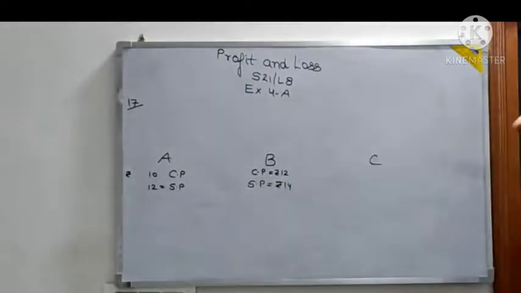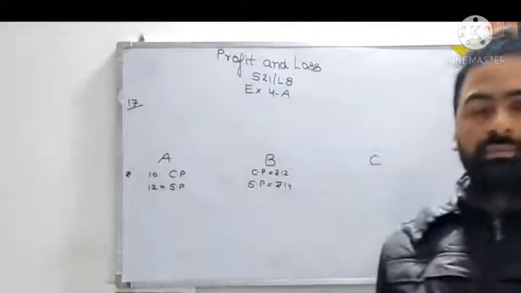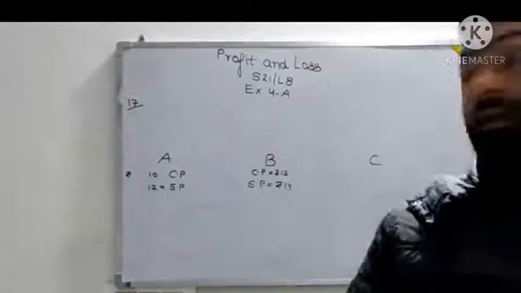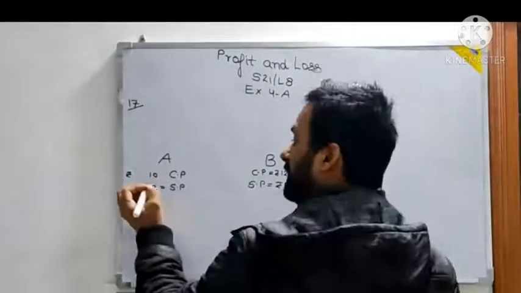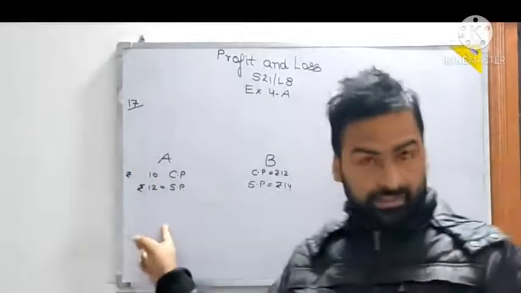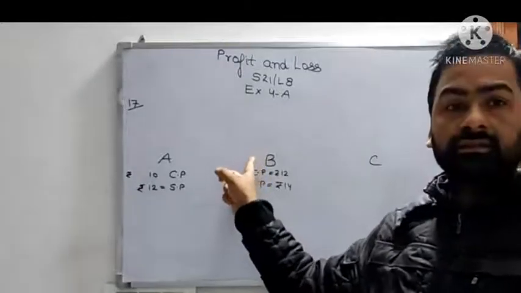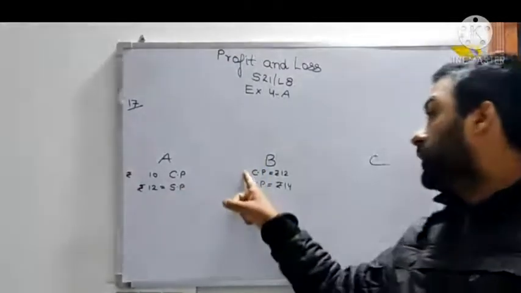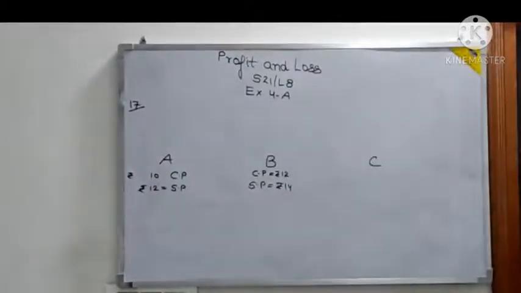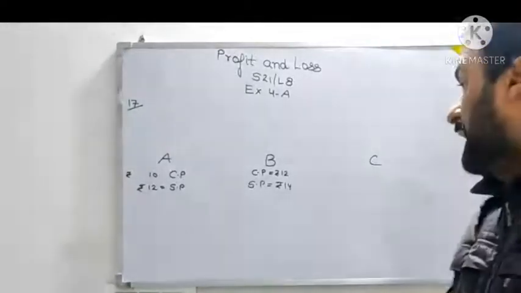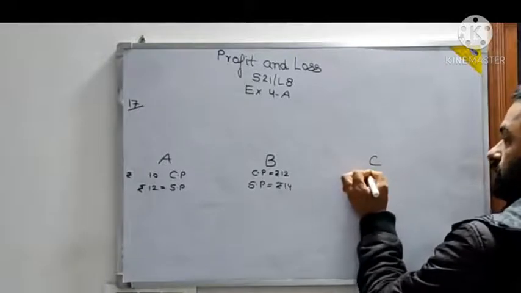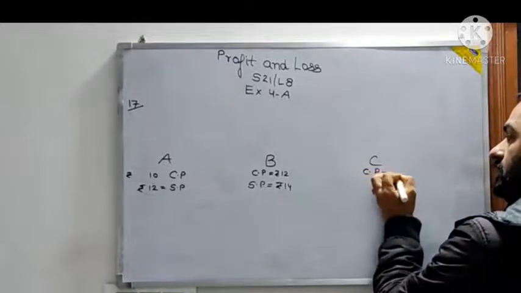Got it? A bought something at 10 rupees, so the price at which A bought it was the CP for A. Suppose A wants profit, so he will sell at rupees 12. So this 12 rupees becomes the selling price for A, and B purchases it. So B got it at rupees 12, just as A got it at rupees 10, so that is the cost price for B. Now if B sells it at 14 rupees, that is the selling price for B. And if C purchases it, then 14 rupees is the CP for C.